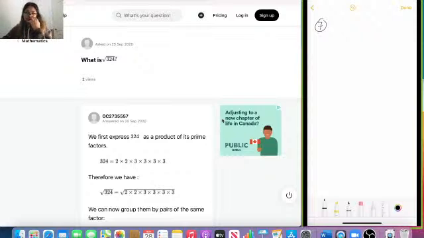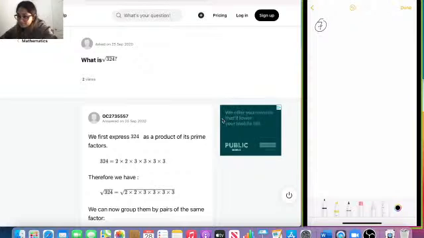So our next question says, what is the square root of 324? Okay, so let's first express 324 as a product of its prime factors or prime numbers. So 324 is equal to what, right? And so we can basically say, what is the lowest factor of 324.